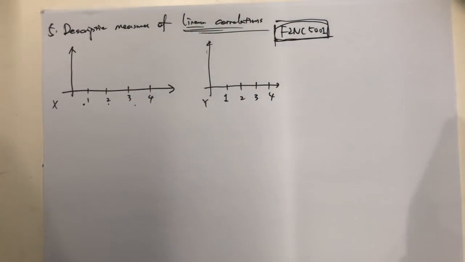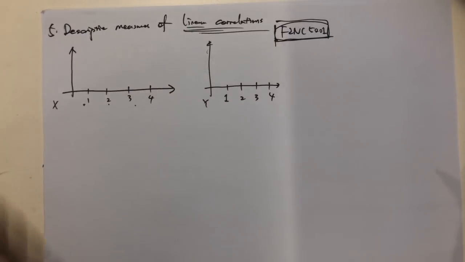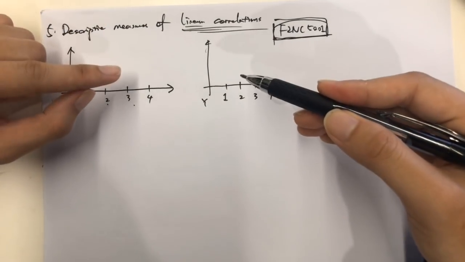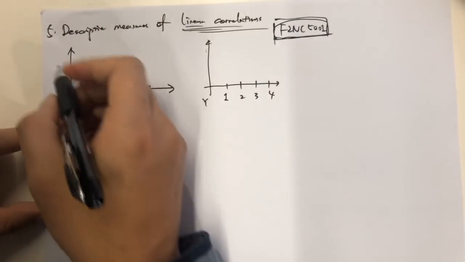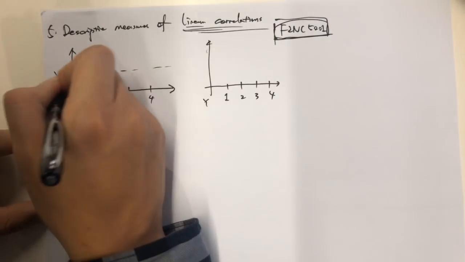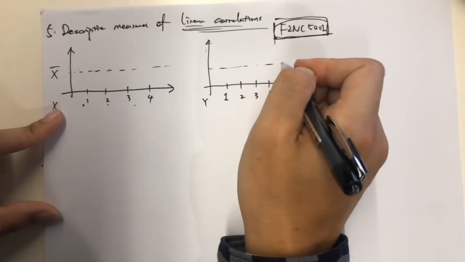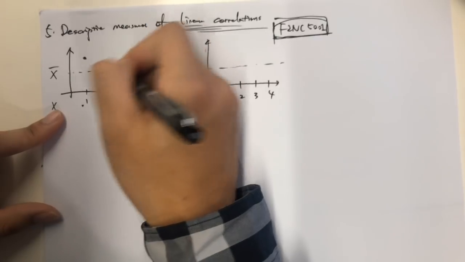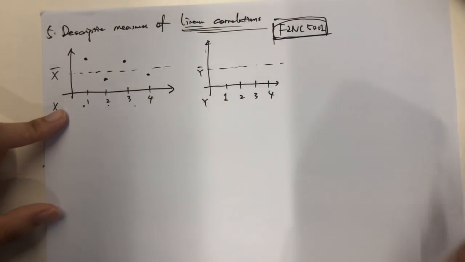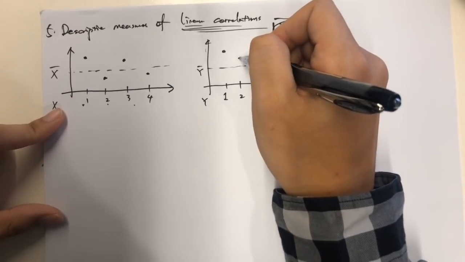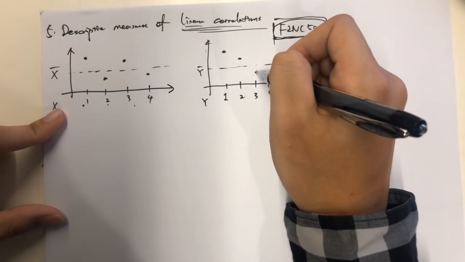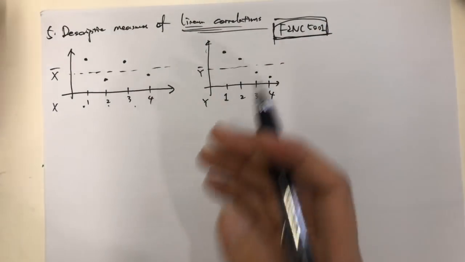So you observe four of them and see if they are correlated. Now, if you want to measure whether X and Y are moving together, for example, the X bar is here, and Y bar is around here. And the first observation is here, there, there, and there. So this is X, and this is Y, here, here, and here.